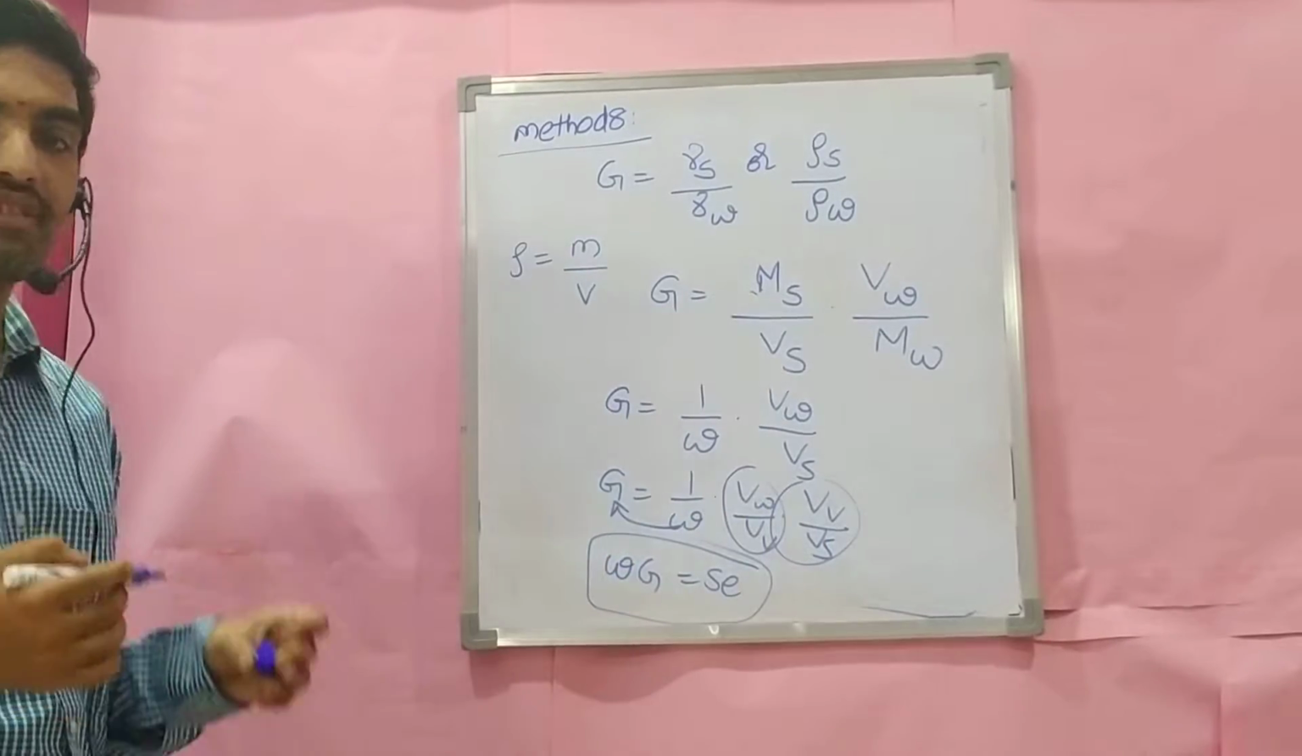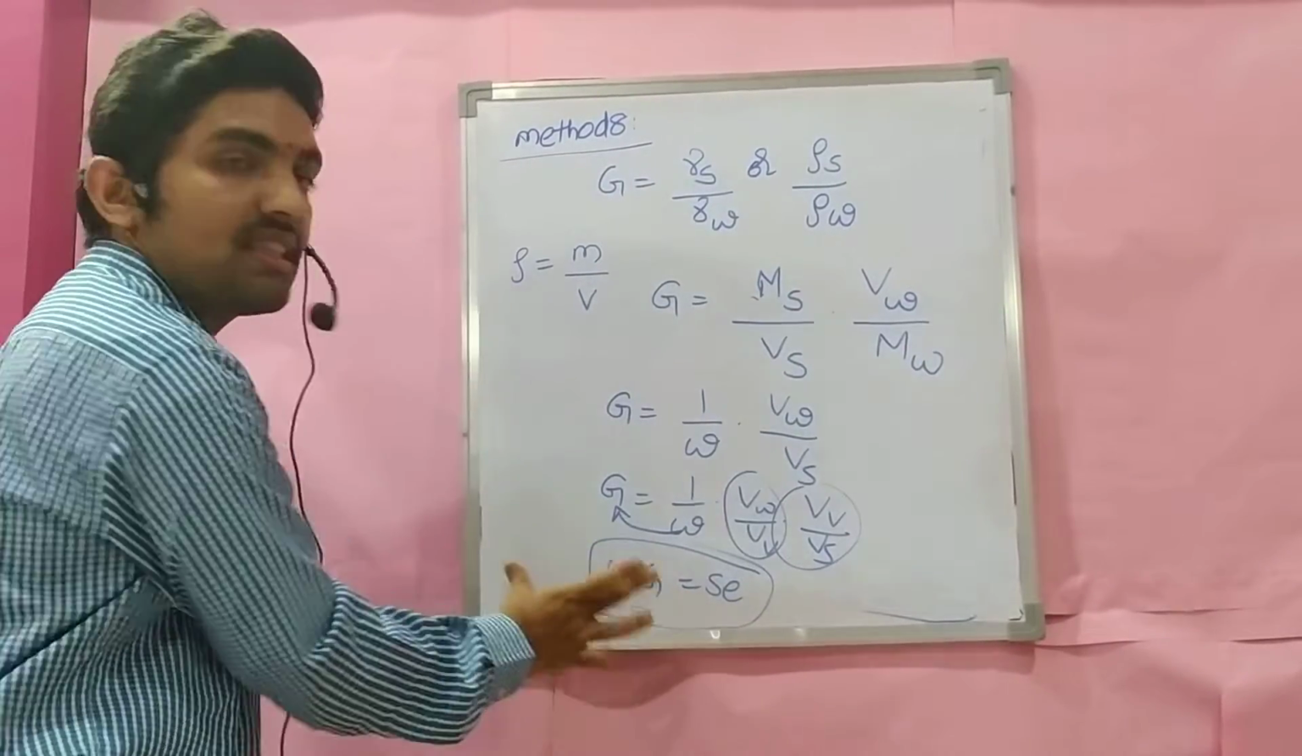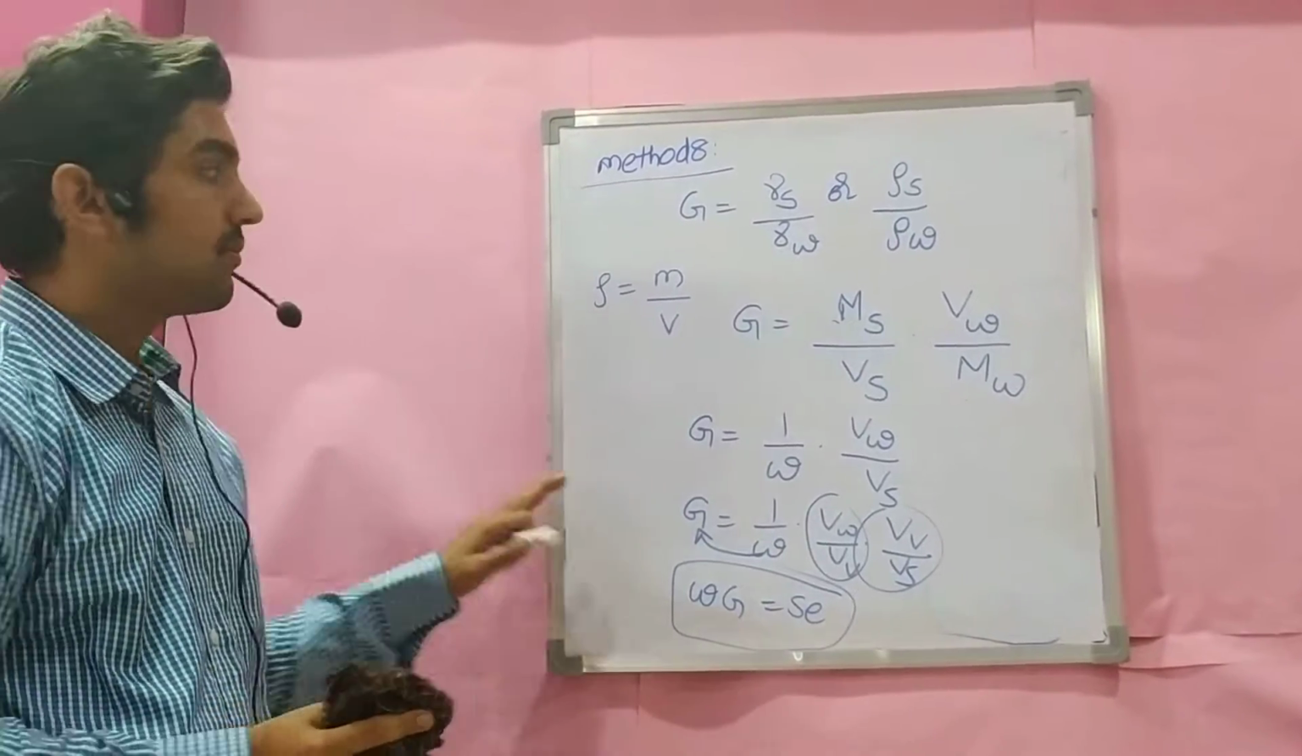So these are the 8 different methods we have seen to derive the single expression Se is equal to wG. All these are useful in problem calculations.